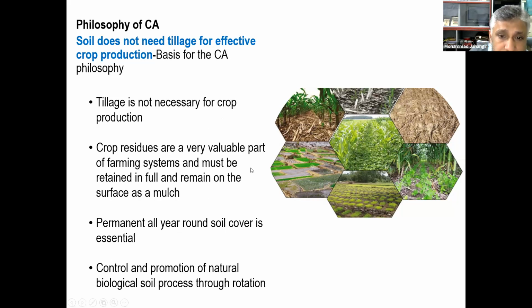Crop residues are a very valuable part of the farming system and must be retained in full or partially, because there is another challenge. People use these residues for cooking or for feeding their animals. But if we ask them to sacrifice maybe 20 or 30% of these residues, if we can convince the farmers by policy or by the agricultural extension department, maybe we can increase crop residue retention and increase soil carbon content.